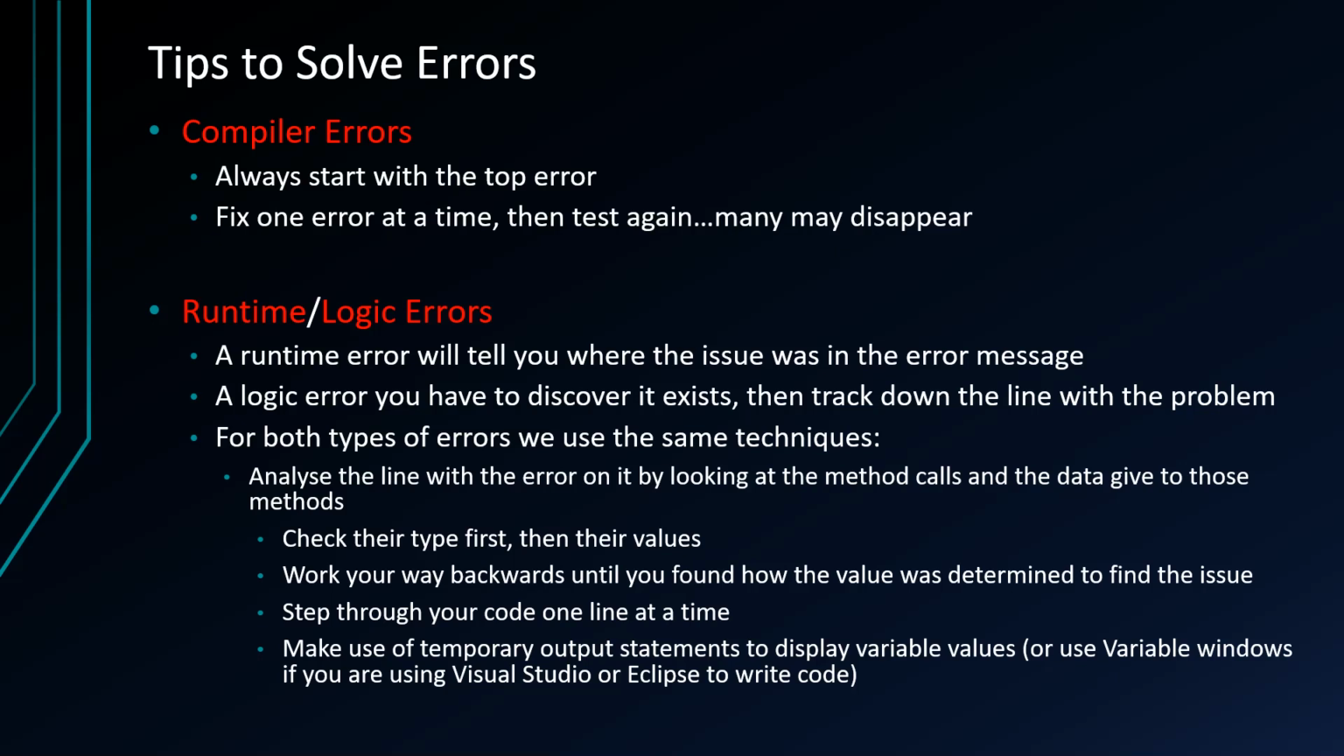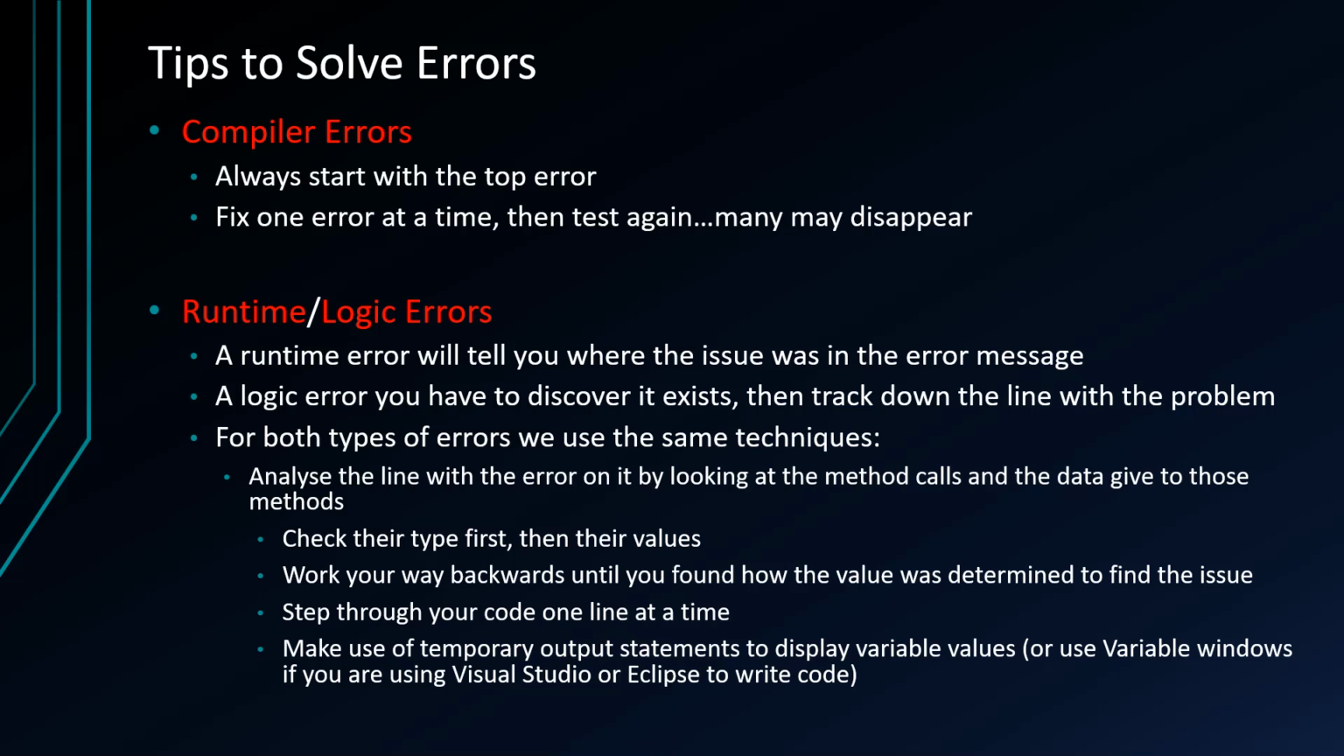So once you know where the error is, you're going to handle both of these types of errors in the same way. First thing you're going to do is analyze the line with the error on it by looking at the method calls and the data given to those method calls. Okay, so what is actually in that line in terms of logic and information? When you're looking at those variables and that data, check their type first, then check their values. Are they correct for what you're trying to do? Work your way backwards to say, okay, this has this value. Well, how did it get that value? And then you work your way backwards to where that value was calculated. And you keep going until you find the source of the issue.